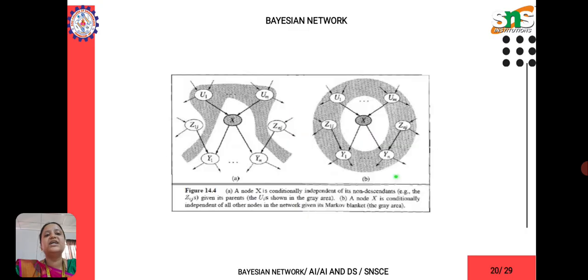See, in this diagram it has been explained correctly. In part A, node x of i is conditionally independent of its non-descendants given its parents. In part B, a node x is conditionally independent of all other nodes in the network given its Markov blanket, that is, it is connected using a Markov blanket.